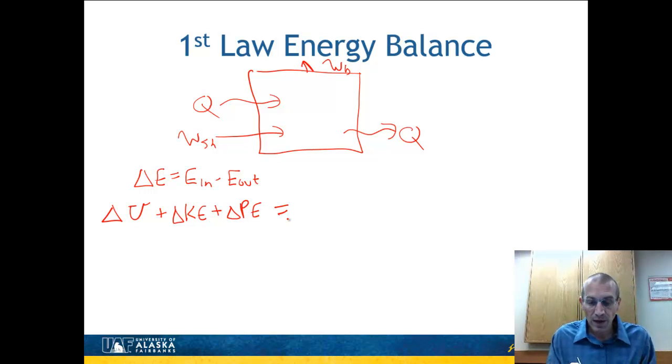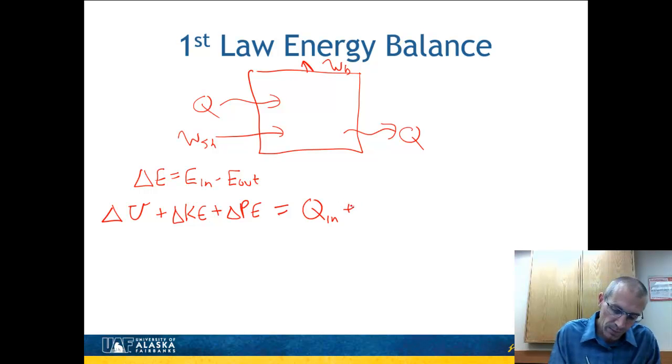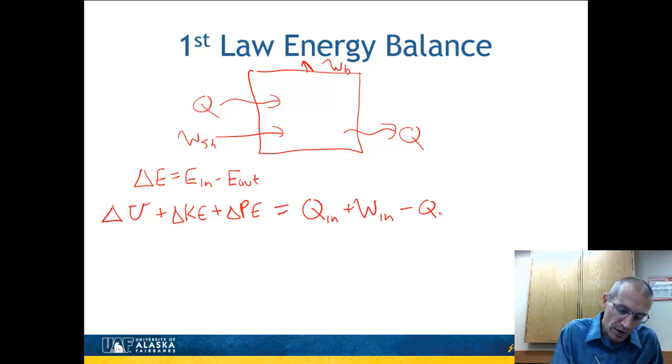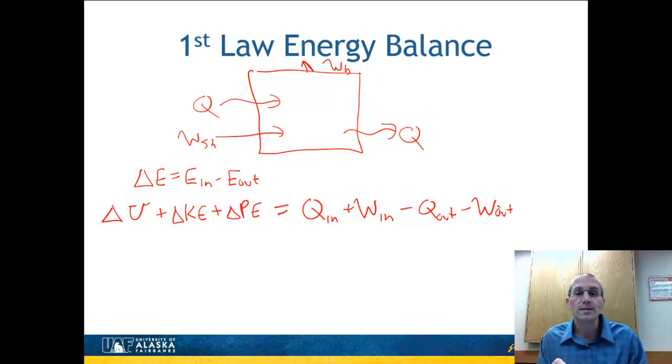The terms that go in, well, I could have heat going in, Q in, I could have work going in, and whichever Q or W arrows go in would be those terms, and then I would subtract out all the heat that leaves minus whatever work that leaves.